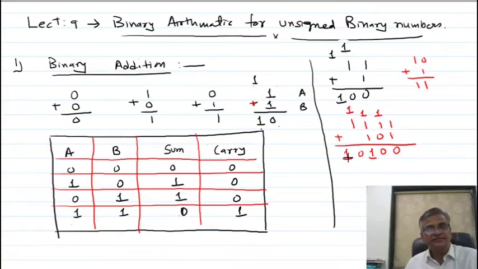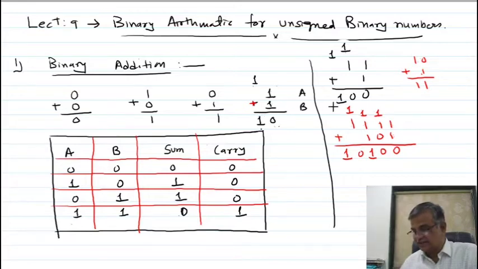Again, suppose you are doing the addition of 1 1 1 1 plus 101. What is 1 plus 1? 0, carry is 1. What is 1 plus 1? 0, carry is 1. Now look here, how many digits? 1, 2, 3. So 1 plus 1 is 10, and to this 10 you add one more, so it is 1. And this carry is coming here. So 1 plus 1 is 0, carry is 1.